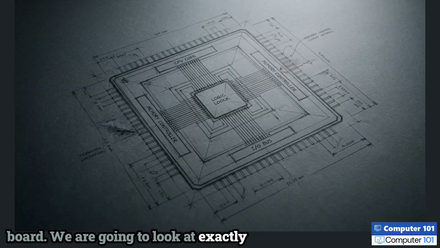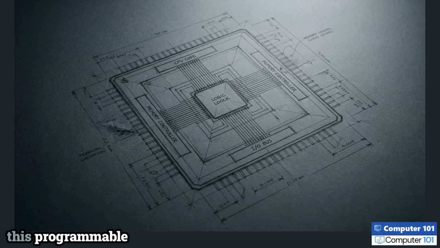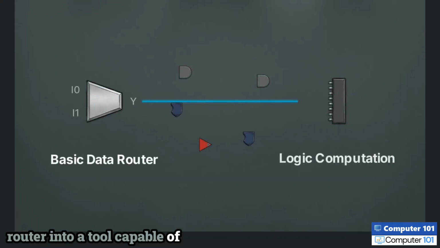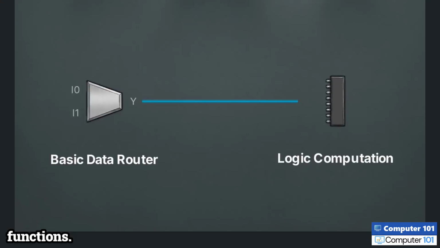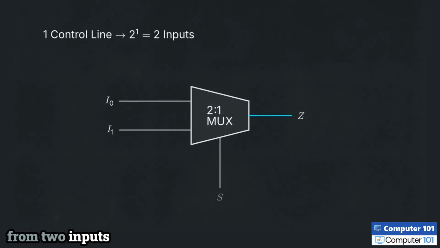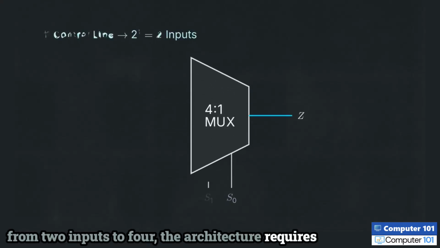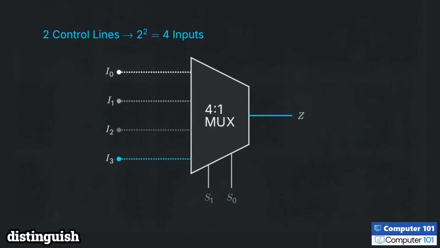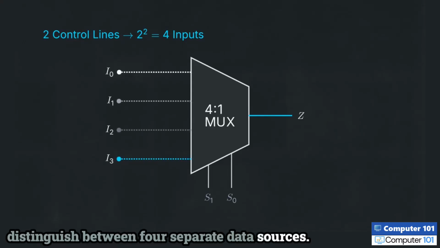We are going to look at exactly how to construct this programmable foundation, adapting a basic data router into a tool capable of computing advanced logical functions. Scale from 2 inputs to 4, the architecture requires 2 control variables. This expansion allows the system to distinguish between 4 separate data sources.